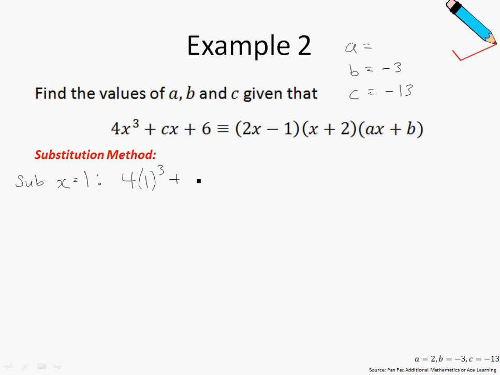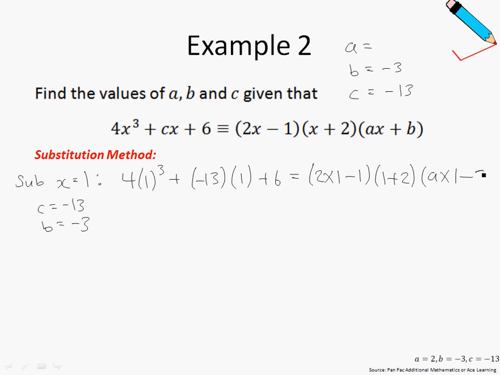Now C we found earlier to be negative 13, so let me just sub that in as well. Okay, so sub this, and this. Okay, and this is 2 times 1 minus 1, 1 plus 2, A times 1 plus B, which is negative 3. Okay, and simplifying this, we will have on the left hand side of the equation, negative 3 equals to 2 times 1 minus 1 is just 1, 3A minus 3.